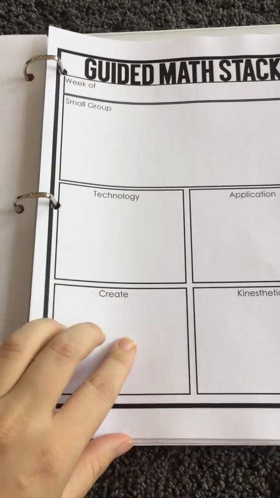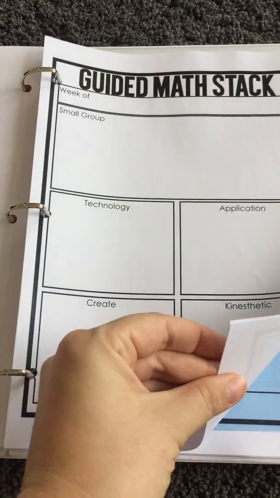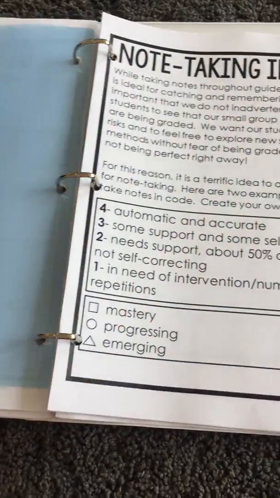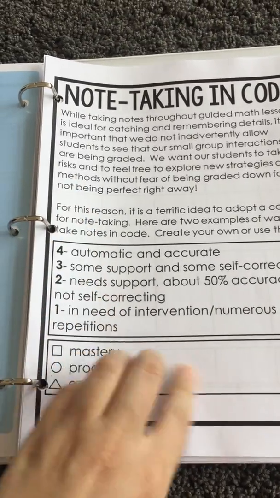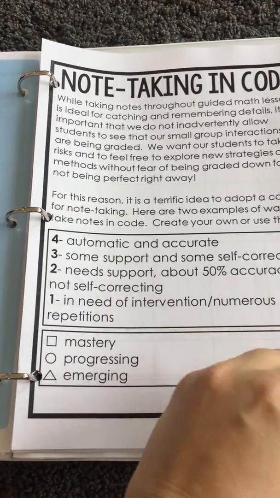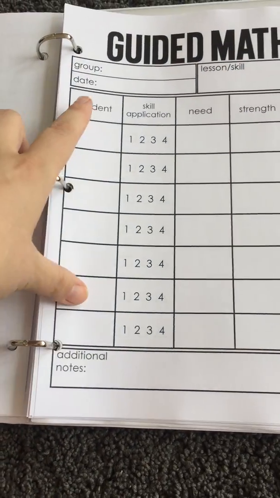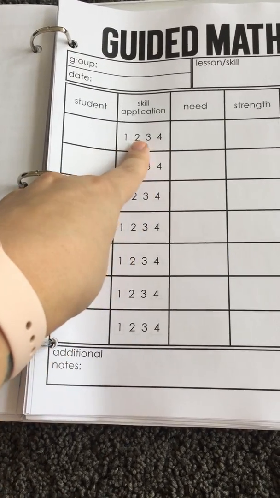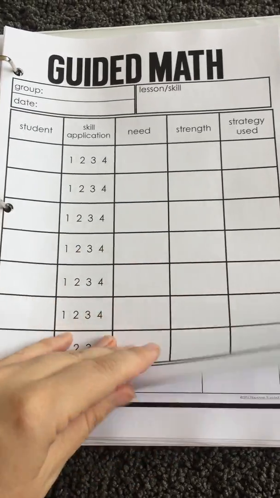This is a page that will allow me to write down who is going where and when. This is to help me as I track math and track what my students need to know. I will be able to write down the name of the student. I'll be able to write down how they did, what they need, what they're strong in, and what strategies they've used.